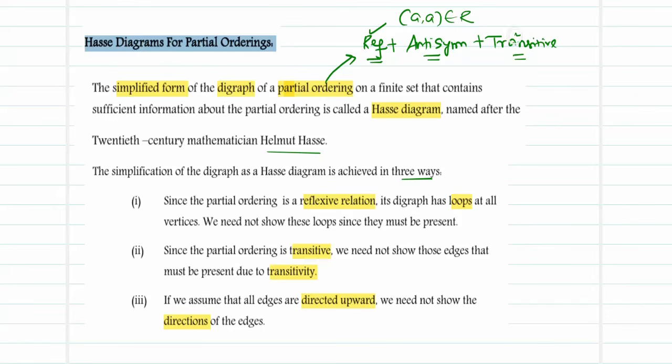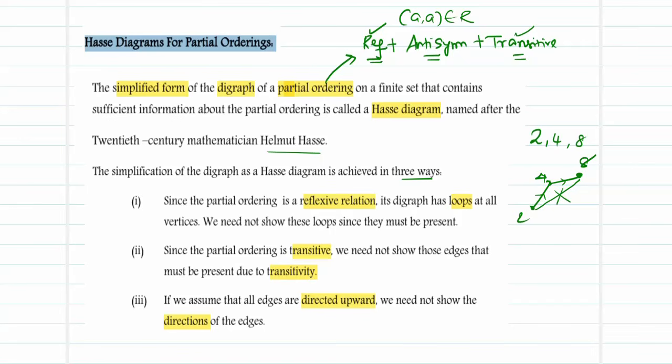The second thing is transitivity. Since the partial order is already transitive, we need not show the edges that arise due to transitivity. Like we know that 2 divides 4 and 4 divides 8. So already we have an edge from 2 to 4, and we also have an edge from 2 to 8. So one more line that moves from 2 to 8 seems unnecessary. Already there is a path from 2 to 8 through the point 4. So the edges formed due to transitivity can be removed.